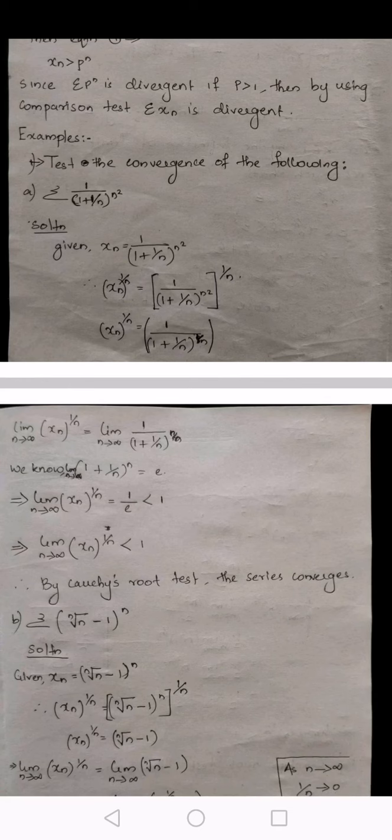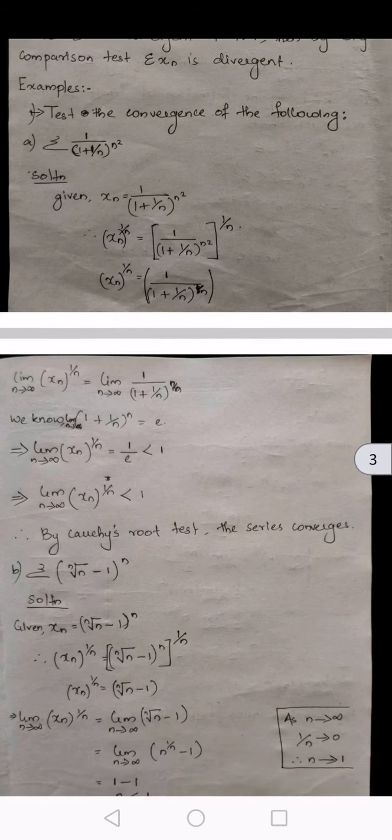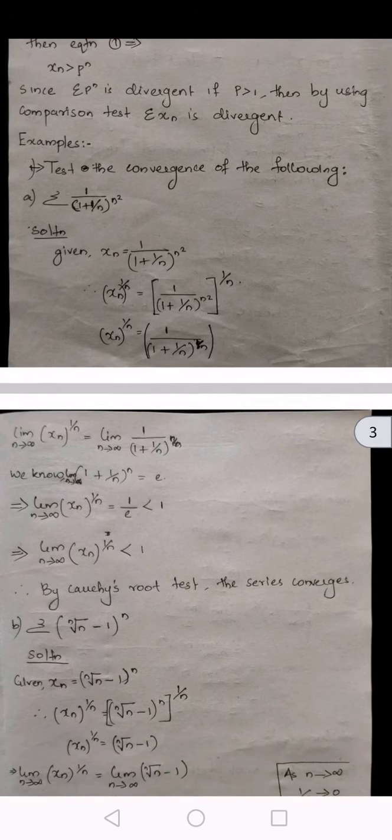And when we give the value of e there, 1 by e is always less than 1. So limit n tends to infinity xn raised to 1 by n is always less than 1. By Cauchy's root test, the given series is convergent.